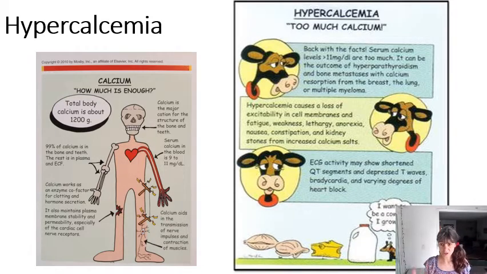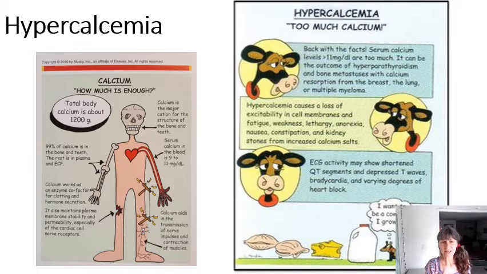Hypercalcemia, again, if there's too much or too little, it's going to be a bad thing either way. So hypercalcemia is going to cause disruption in nerve function. So the nerves are just going to be super excitable. That can lead to fatigue, lethargy, weakness, anorexia, nausea, constipation, kidney stones from increased calcium salts. The heart can't beat properly, so it's going to start beating very slowly and can even be blocked at sometimes.